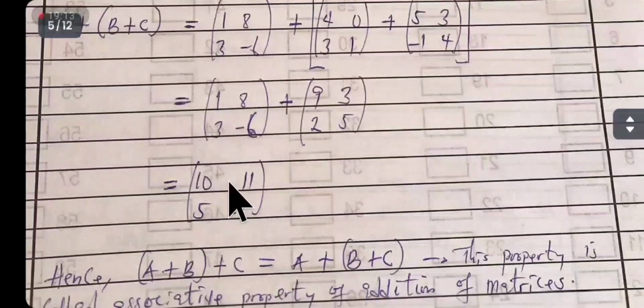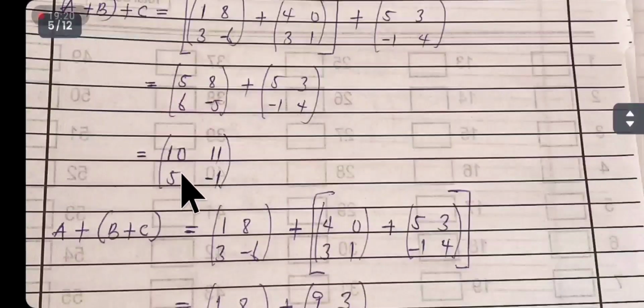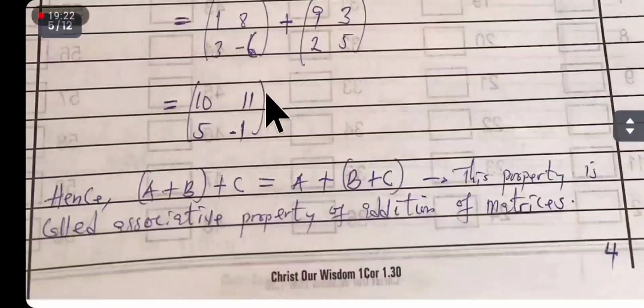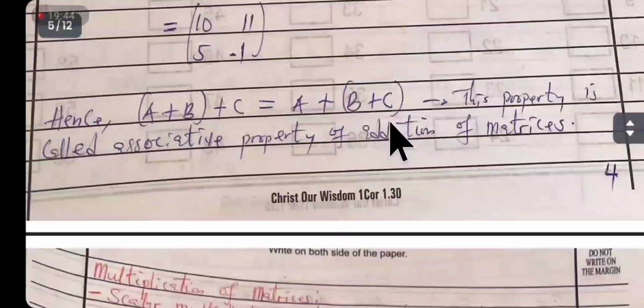So you discover that we have 10, 11, 5, minus 1. Here too, we have 10, 11, 5, minus 1. So you discover that they are equal. So hence, A plus B, all in bracket, plus C is the same thing as A plus open bracket B plus C close bracket. This property is called the associative property of addition of matrix. So you discover that addition of matrix is also associative.